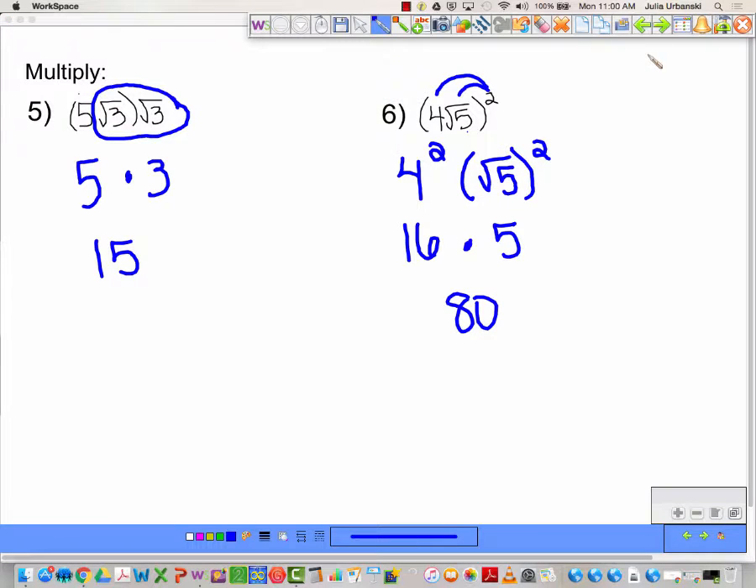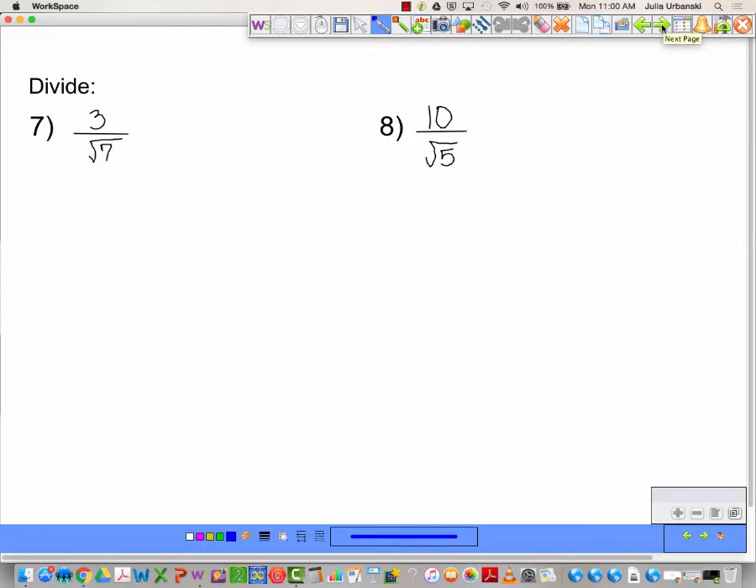Alright, number 7. This is where they look weird. But if you catch what I show you, these problems become really easy. Number 7. This is a true number here. It's just not written right. You're not supposed to leave a radical sign in the bottom. When we fix that, it's called rationalizing the denominator.